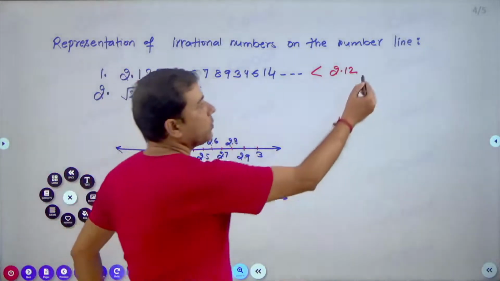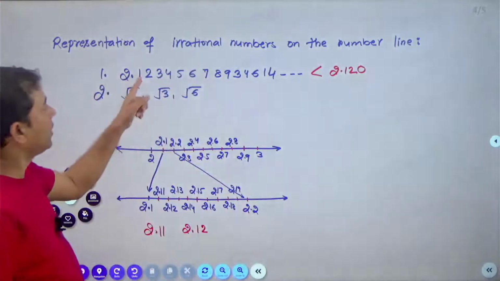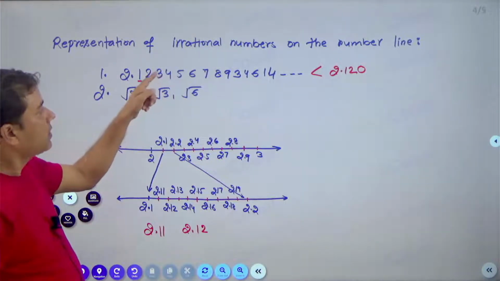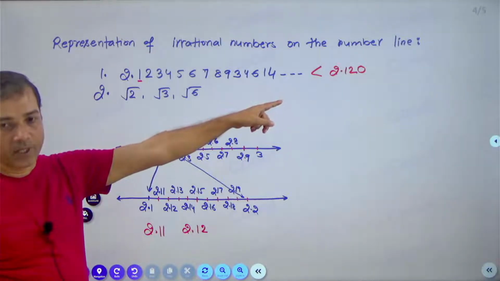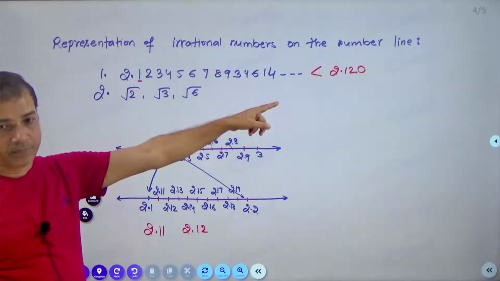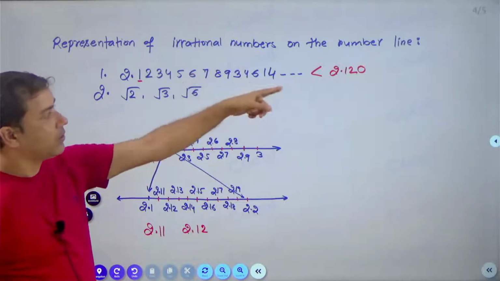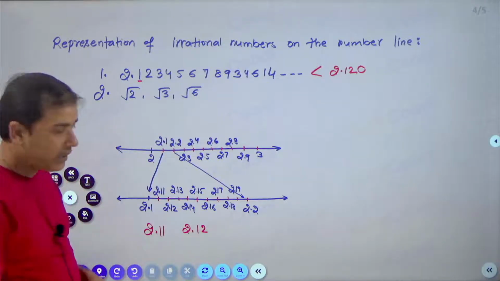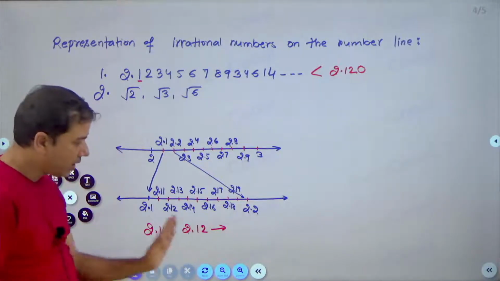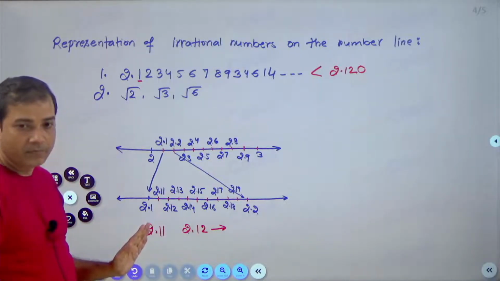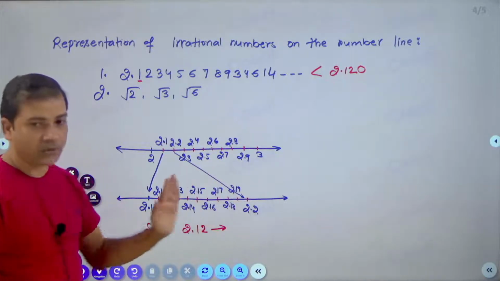It is 2.120 and it is 2.123. It's more than 2.12, so we will take the greatest number. Got it? Yes, sir. This is greater than 2.12. That means it should be on the right side of 2.12, not on the left side. Yes. Greater number always lies on the right side.